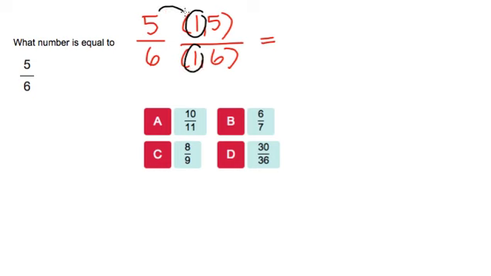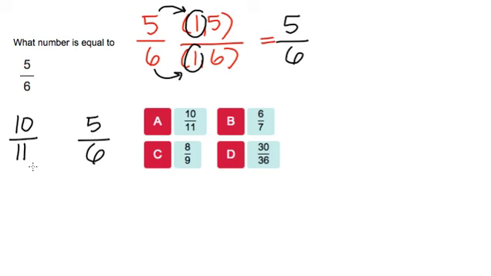And we know 5 divided by 1 equals 5. 6 divided by 1 equals 6. So this is our simplest form. Now let's compare 10 over 11 and 5 over 6. 10 over 11 is already in its simplest form, so it cannot be broken down further. And 10 over 11 is therefore not equal to 5 over 6, so A is not correct.